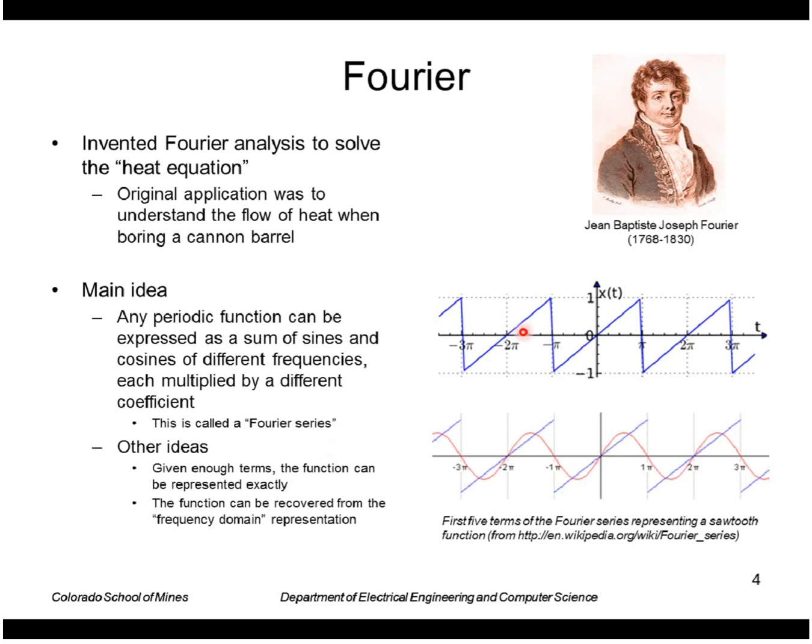So this shows a sawtooth function. And what we show here is the first couple of terms of the Fourier series. So this is the first 5 sines and cosines, which added together do a pretty good job of approximating the original sawtooth function. If you have enough terms, of course, you can represent the function exactly.